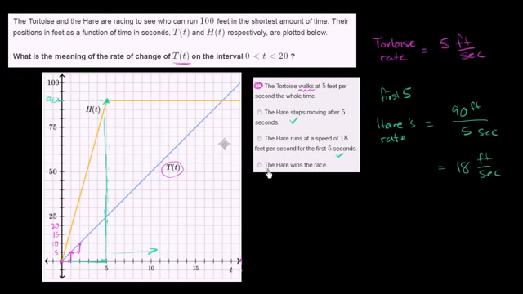Now the fourth choice is that the hare wins the race. Now, winning the race, they have to get to 100 feet in the shortest amount of time. This is 100 feet right over here. So let's see. It looks like only the tortoise even gets to that point. After 20 seconds, the tortoise gets to the 100-foot mark. The hare is still hanging around taking a nap or something at 90 feet. So this is actually outright false. The tortoise wins the race. So we will definitely go with our first choice.